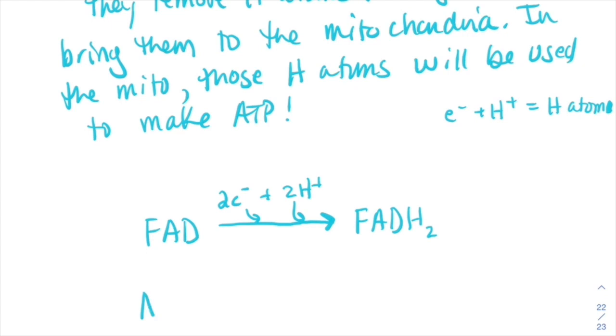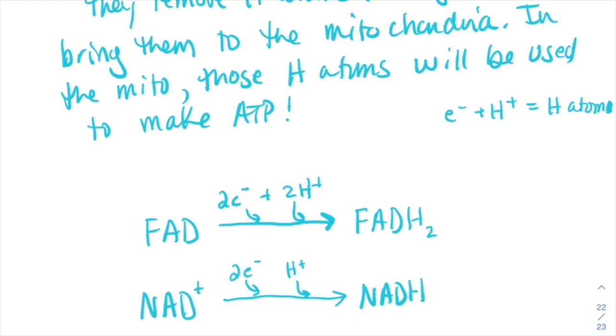And likewise, NAD plus is actually the more popular one in the cell for whatever reason. It takes on 2 electrons, but only one proton. So it becomes NADH. Because of these 2 electrons, one of them is going to neutralize this +1. And then the remaining 1 electron is going to get together with the remaining proton and form a hydrogen atom, NADH.